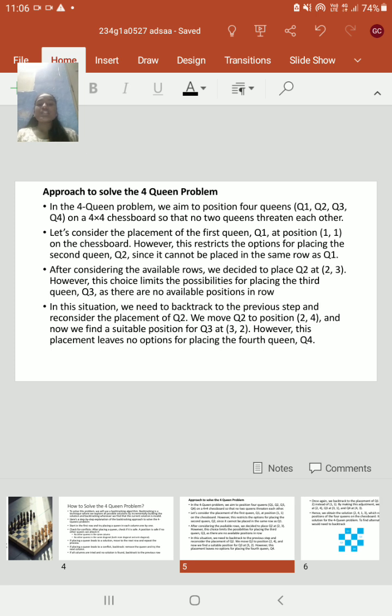Let's consider the placement of the first queen q1 at the first row, first column on the chessboard. However, this restricts the options for placing the second queen q2, since it cannot be placed in the same row as q1.